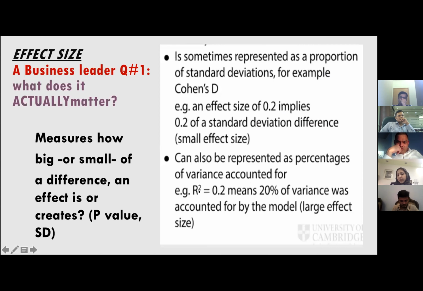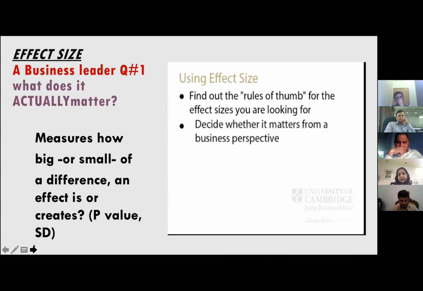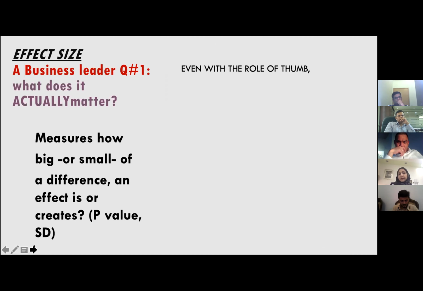For instance, if we are using regression R squared of 0.2, it means 20% of variance is accounted for by the model, which is a relatively large effect size. This is all to be kept in mind. There are sometimes rules of thumb, and even with a rule of thumb, we need to decide whether it matters from a business perspective.